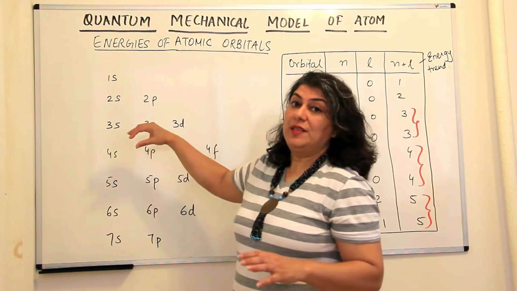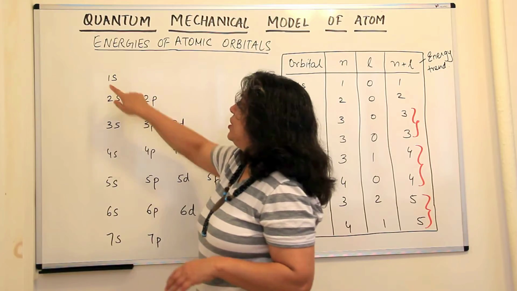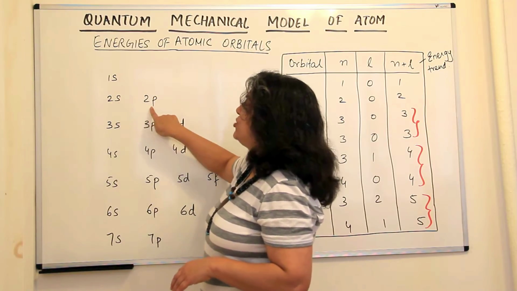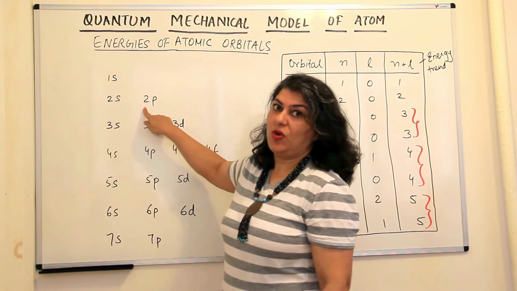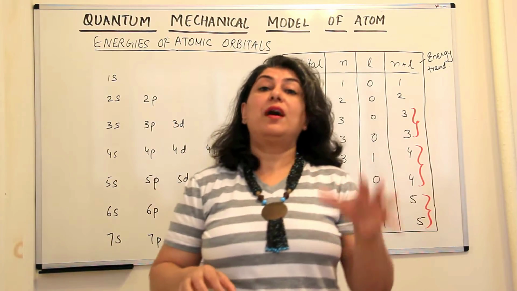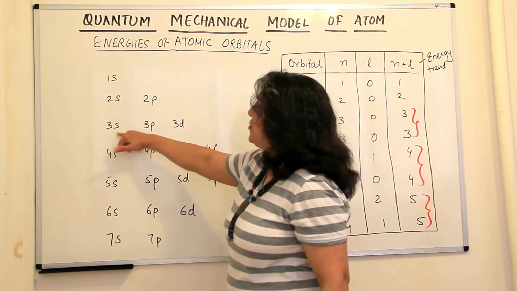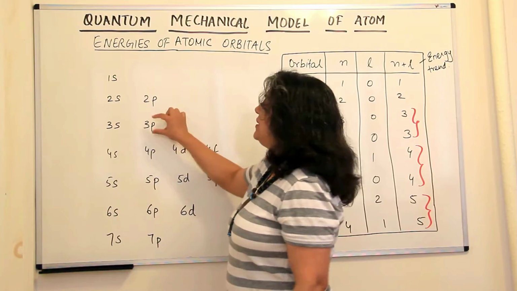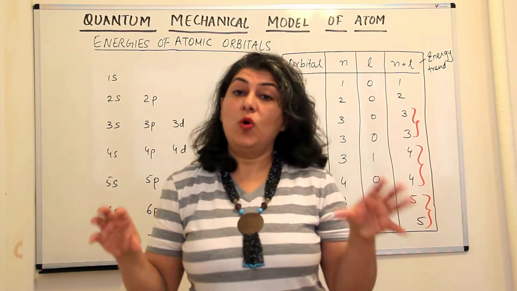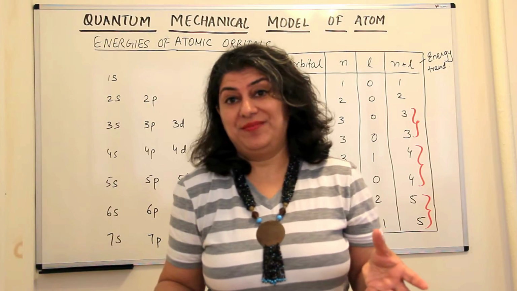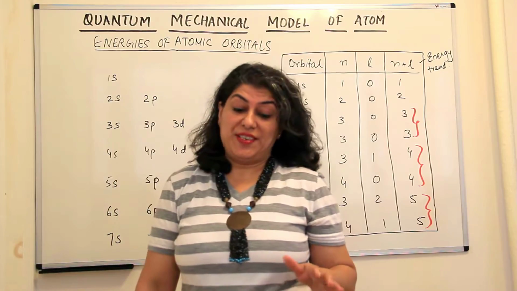Such orbitals which have the same energy, for example, here in the case of hydrogen, 2s and 2p have the same energy. So these are called degenerate orbitals. Orbitals having the same energy are known as degenerate orbitals. So in the case of hydrogen, 3s, 3p, 3d, all the orbitals of the third shell have the same energy, or they are degenerate. Alright? 4s, 4p, 4d, 4f are also degenerate.